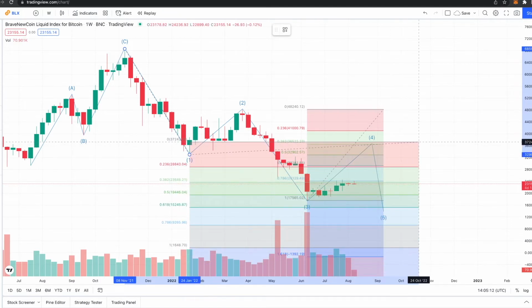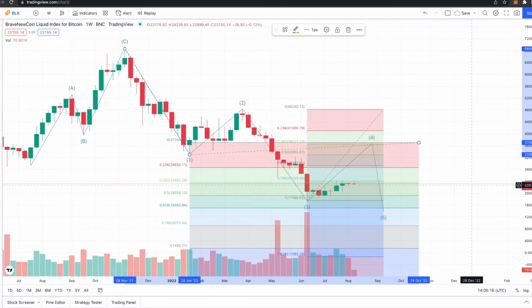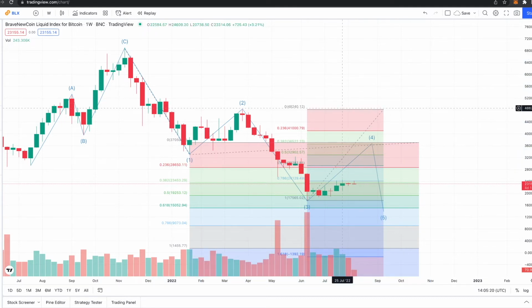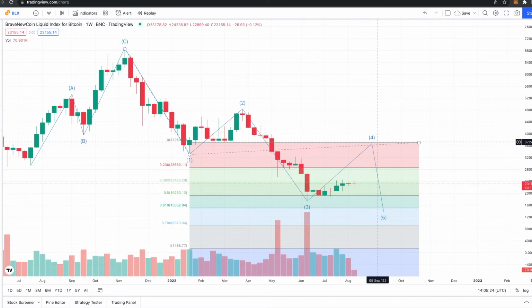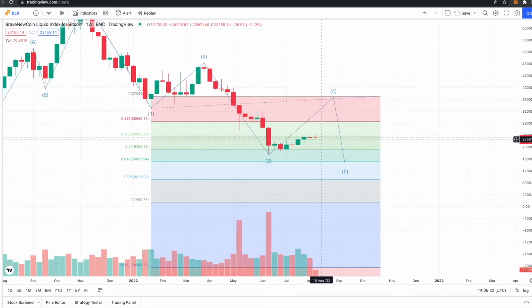We know we're going to get at least to 0.382 if this is a corrective wave. And then we can get rid of this one because we know that's where our retracement is potentially going to be going. So we should be seeing that $37,000, $38,000 level around there.